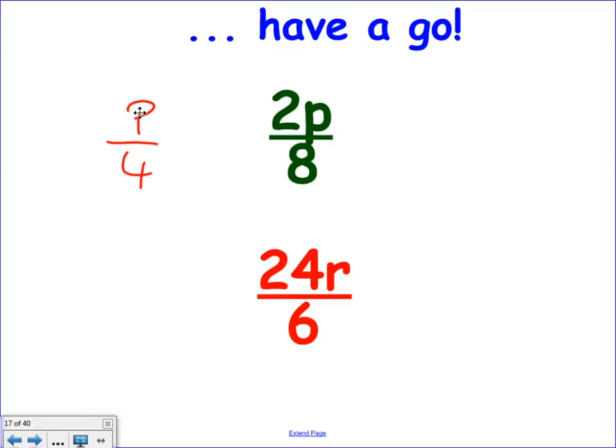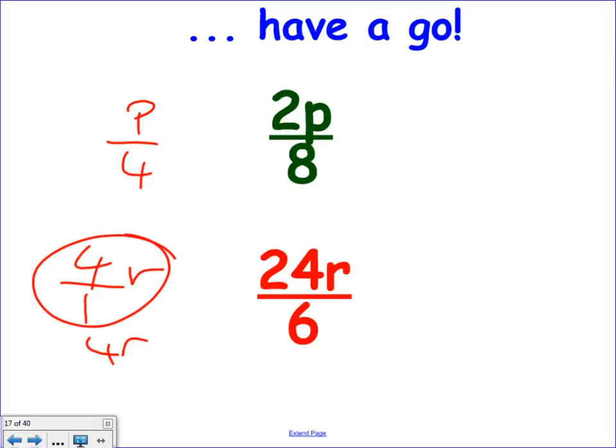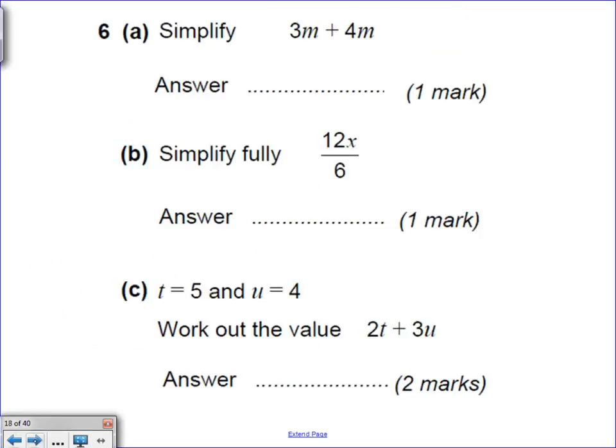The second one then is 4r over 1, but we've just said anything divided by 1 is just itself. 100 divided by 1 is 100. So 4r divided by 1 is just 4r. If you wrote that in the exam, you wouldn't get the mark for it. And you're sitting there thinking, oh, they're not going to test me on that. Here's an example. Simplify that, and then work out the values of that. So there's a question. What's 3m plus 4m? 7m.